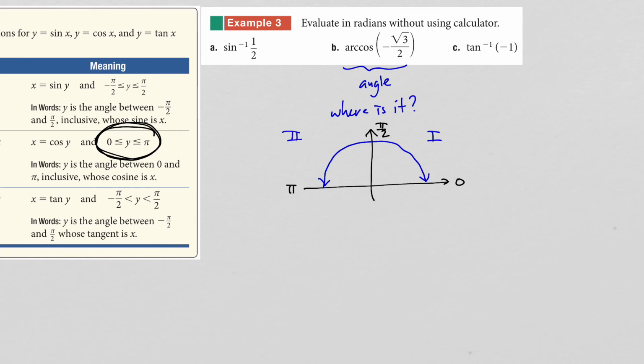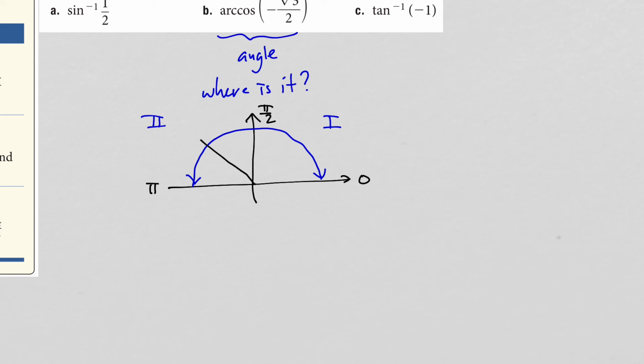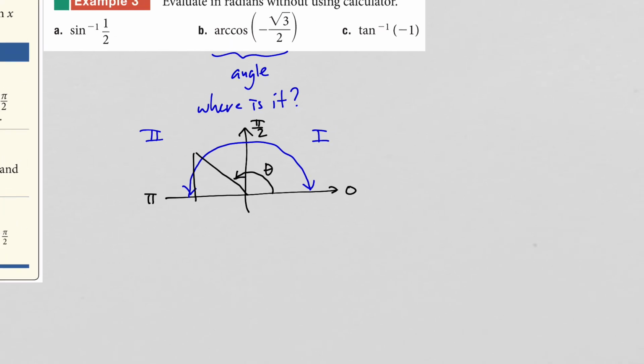Well, in the first quadrant, cosine would always give you a positive value. In the second quadrant, cosine gives you a negative value. So the fact that we have a negative radical 3 over 2 tells us that our angle must be in the second quadrant. So if I draw a picture of what that angle might look like, here's that angle theta, we know that the cosine of this angle is negative radical 3 over 2.